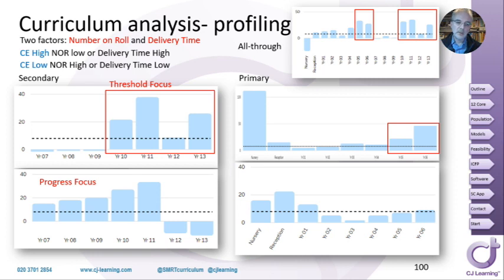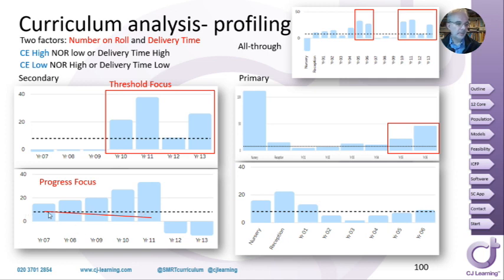So we're putting the investment of time, and it might be a similar amount of time, but at a different point. One example here you could suggest is kind of a middle way between a progress focus and a threshold focus, because this secondary curriculum is still very focused at the threshold of year 10 and year 11. What we would suggest that a threshold focused curriculum would look more like this kind of line.